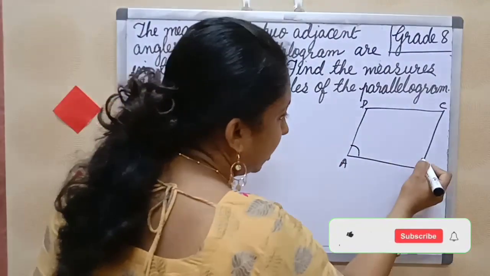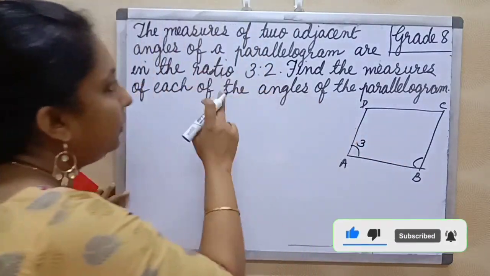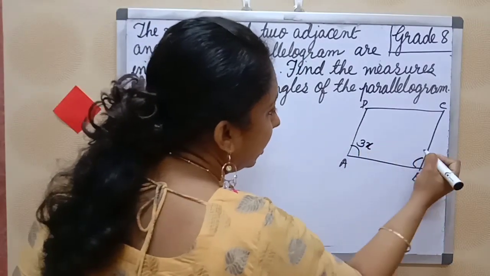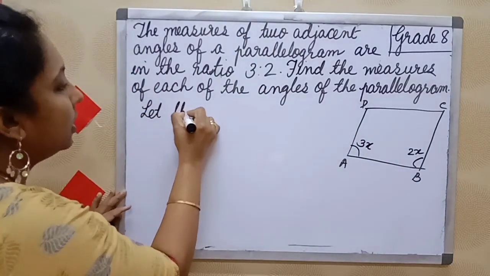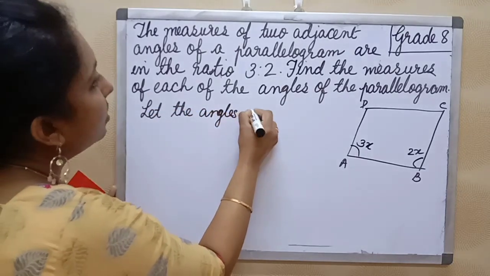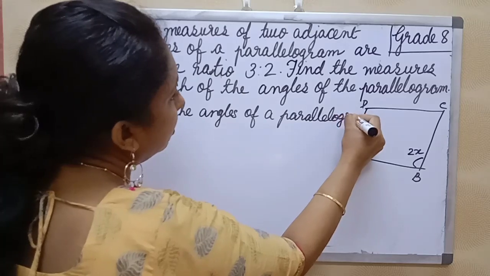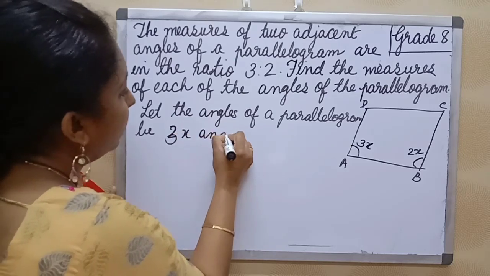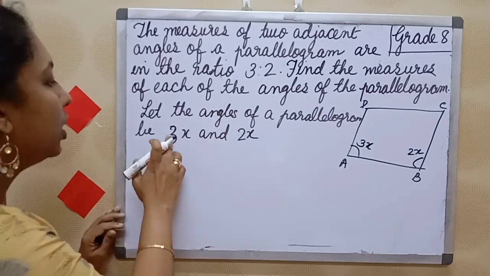Now I am taking these two adjacent angles to be in the ratio 3:2. That is, let the measures of two adjacent angles of a parallelogram be 3x and 2x. That is 3:2. So first you have to write: let the measures of the angles of a parallelogram be 3x and 2x.